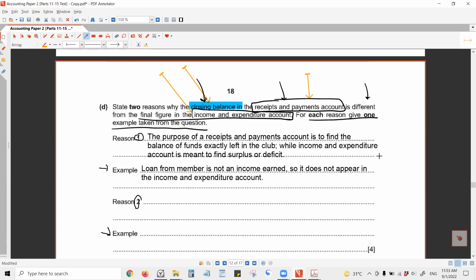Once you're done writing, you let me know with the word done. Then we write reason two together. I explain to you what to write for reason two. Okay, I wait for everyone. When you're done, let me know with the word done.